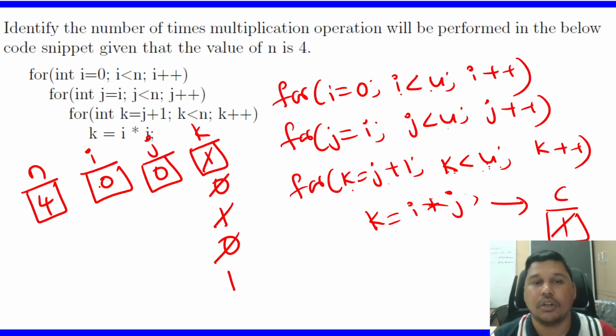1 less than 4, true. Come inside. k equal to i into j. i value is 0, j is 0, so this multiplication is happening the third time and k value becomes 0. Again you do k plus plus, k becomes 1.